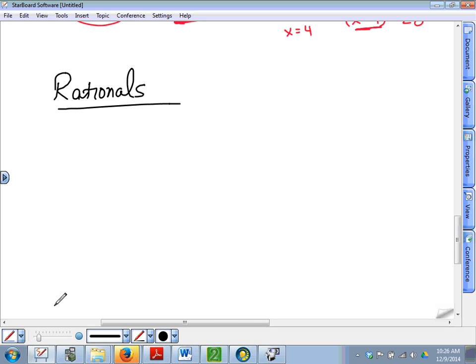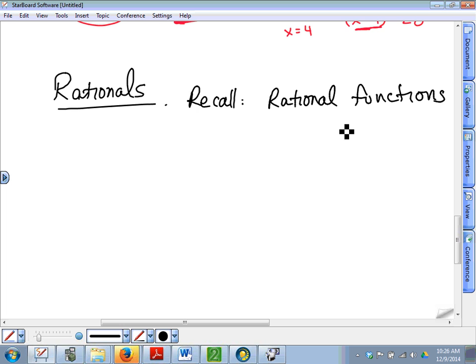Okay, we're actually just going to do this like you had learned last year. There's really no difference than what you learned last year. You just got to remember what you learned last year. So recall, rational functions have vertical asymptotes at domain restrictions.